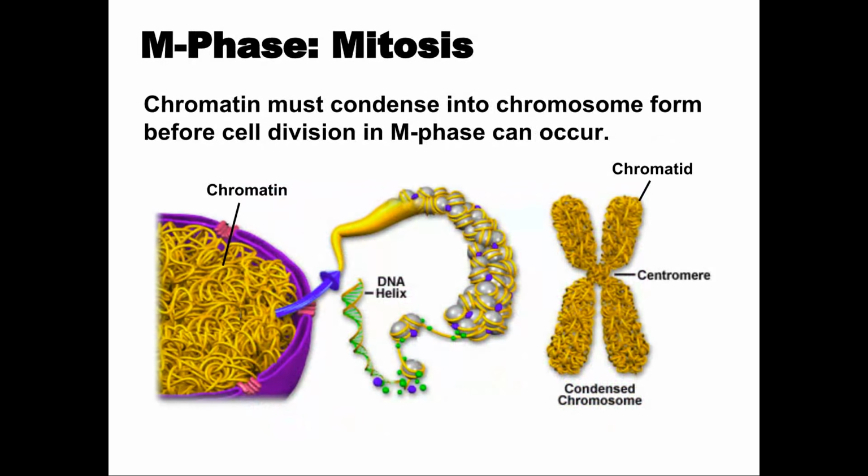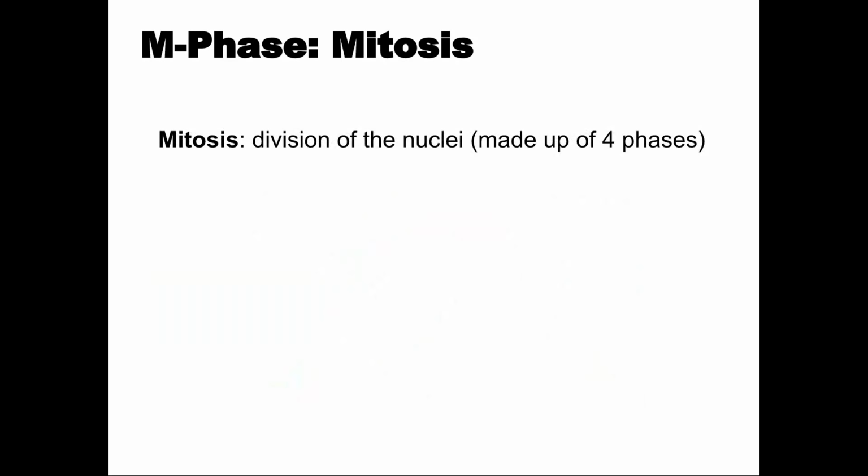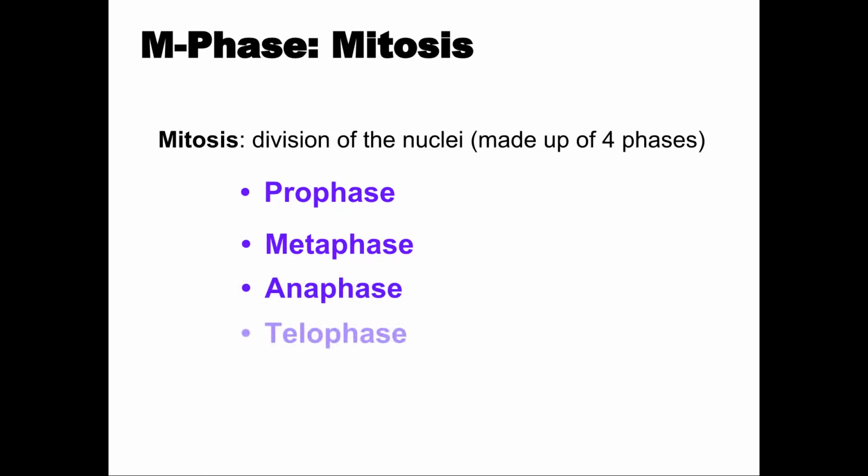And then when a cell is ready to divide, the chromatin will then condense into a chromosome. And remember that a chromatid is a half of a chromosome, and it's going to be connected by something called a centromere. And now once our DNA is all bound up in that X-shaped chromosome, we are ready to enter mitosis, which is made up of these 4 steps. We have prophase, metaphase, and anaphase. Or prophase, metaphase, anaphase, and telophase. We forgot telophase. Don't forget that.